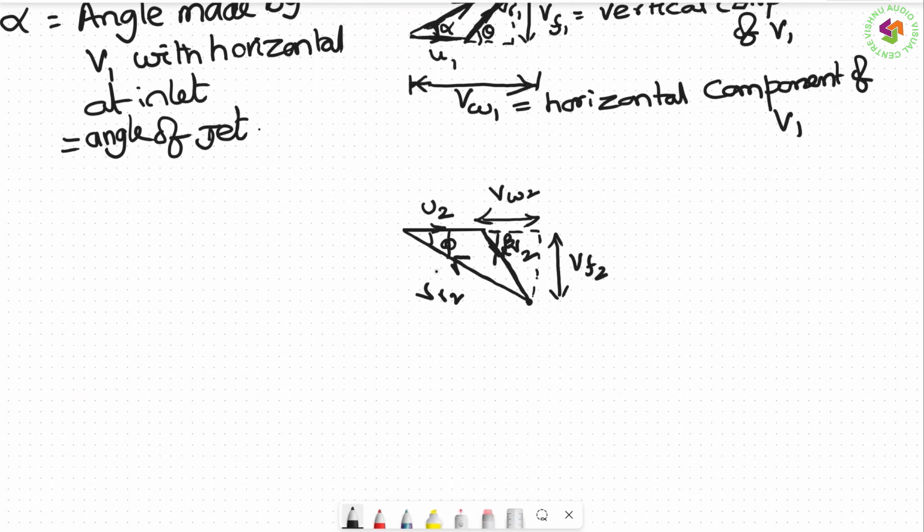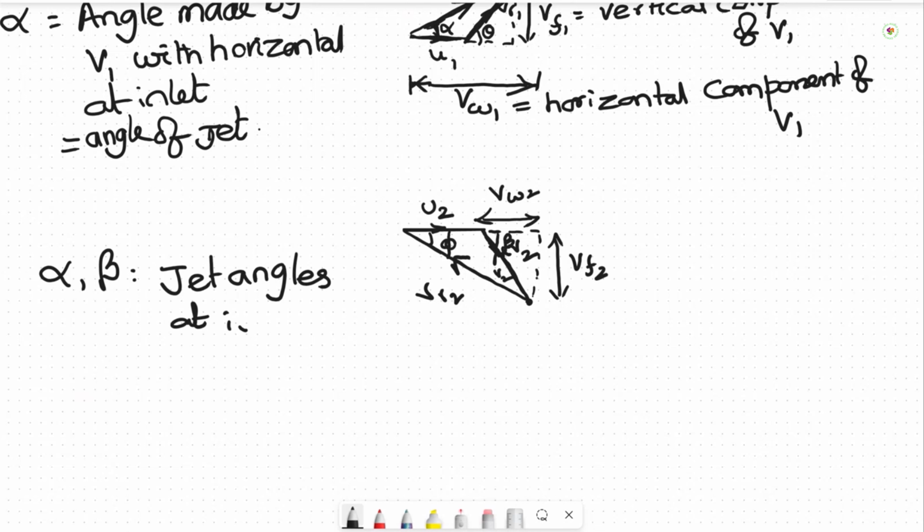What are beta and phi? Beta is the angle made by V2 with the horizontal. What is phi? The angle made by the relative velocity with the horizontal. So finally, what are alpha and beta? Alpha and beta are nothing but the jet angles at inlet and outlet.